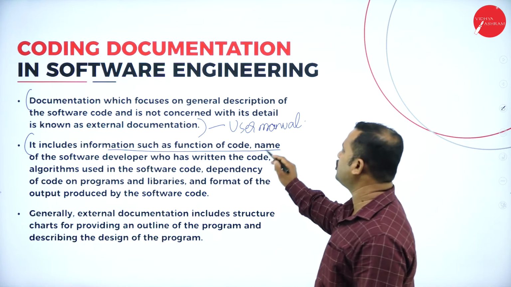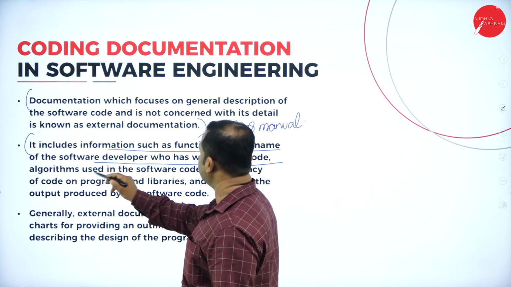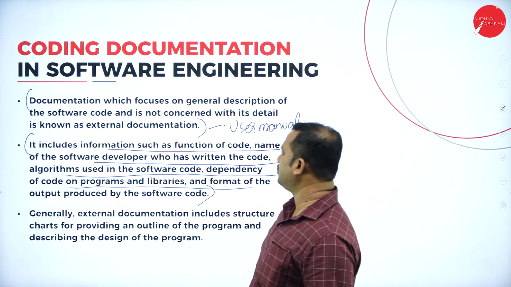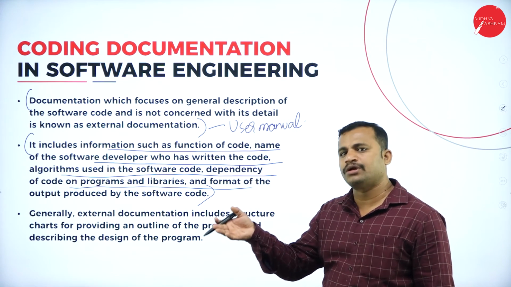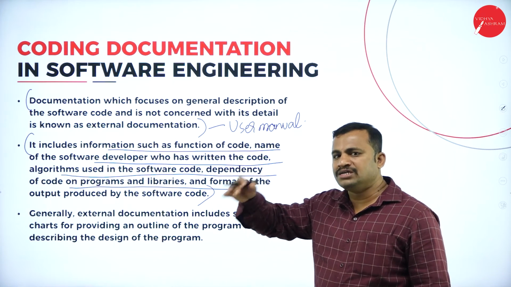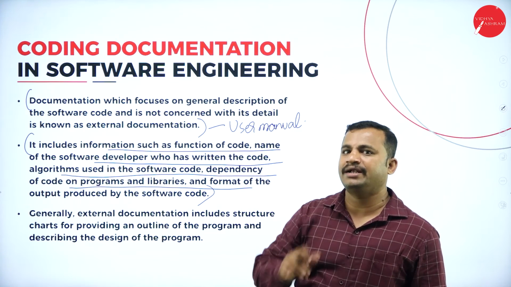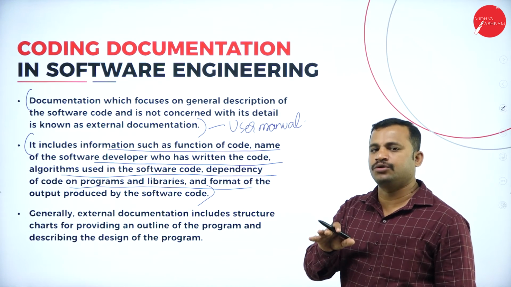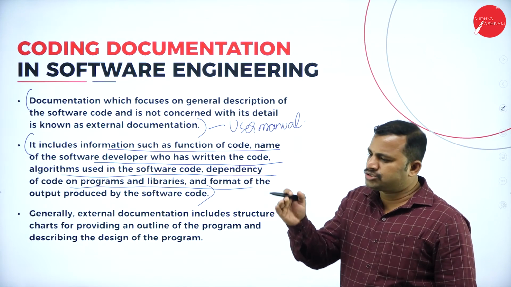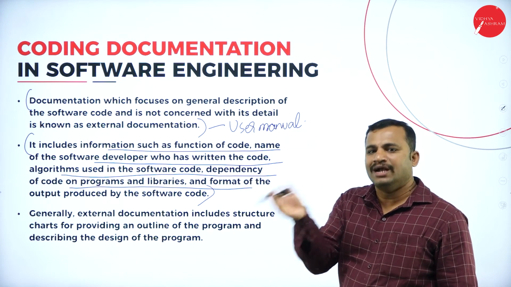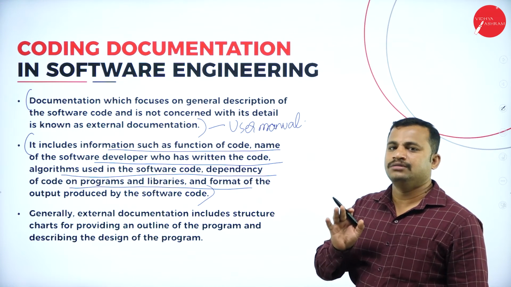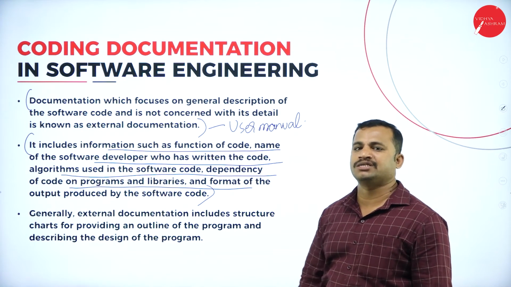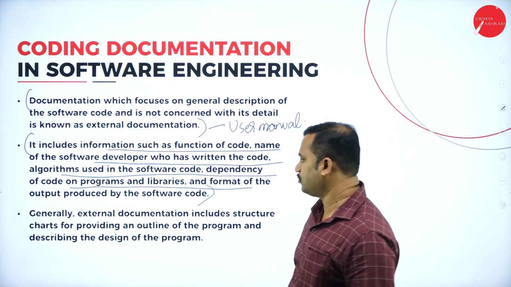It includes information such as the function of the code, the name of the software developer who has written the code, the algorithms used in the software code, and the dependency of the code on programs, libraries and other things. That means it is not at all necessary for the user to know what programming language is used and how its functionality may be utilized in that particular scenario. All those things are not at all required for a user. A user just wants to use the software product, that's all. Only how he can use the software is required for him. That is information hiding. That means giving only the relevant information to the user and hiding all other irrelevant information, in the form of documentation as well, is a concept which I am explaining now.